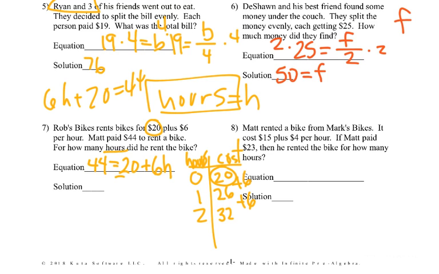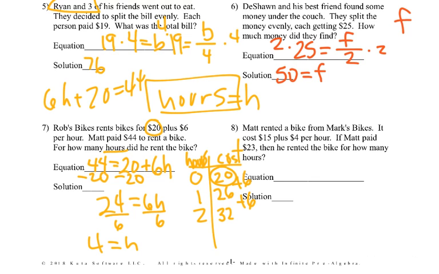So to solve this, we subtract 20. That gives us 24 equals 6h. Divide by 6, and we get 4 equals h. So it took him 4 hours, or he had the bike for 4 hours.